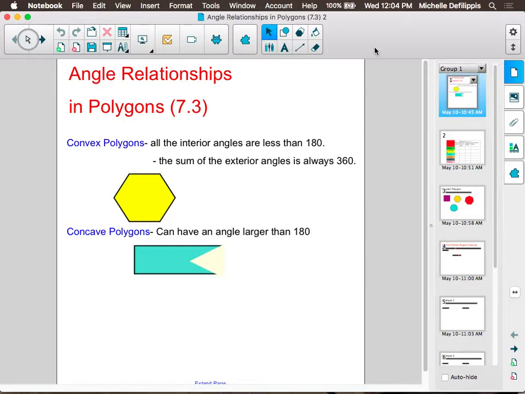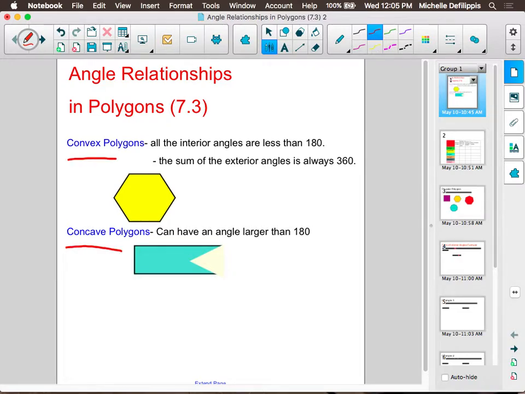Okay, so far you've looked at angles in triangles, or angle relationships in triangles, and quadrilaterals. So today we're going to talk about the relationship in polygons. There are two types. You have your convex and concave polygons. Most of the lesson will focus on the convex.